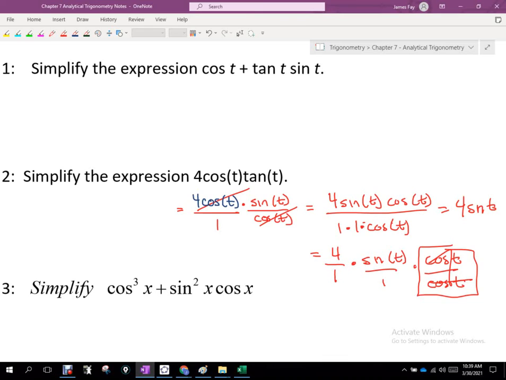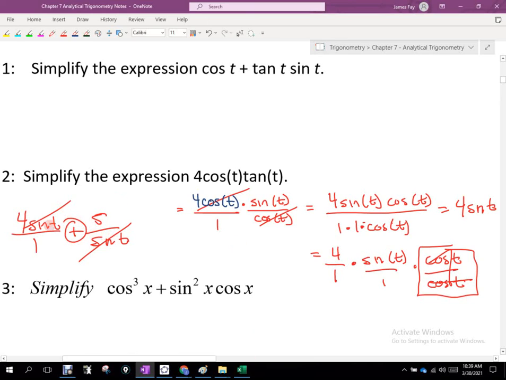You're only allowed to cancel when you have a factor on top and a factor on the bottom inside the exact same fraction, right? Because I get this a lot. Let's say that we had something like 4 sine of t over 1 plus 5 sine of t right there. Number one thing I get people to do, boom, boom, cancel them. Why can't I cancel those? Are they in the same fraction? No, these are a sum, right?